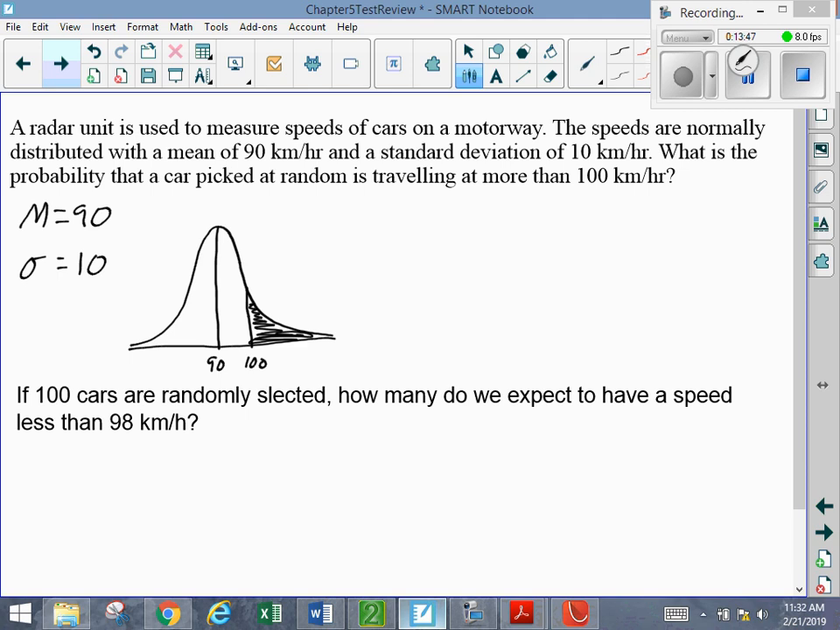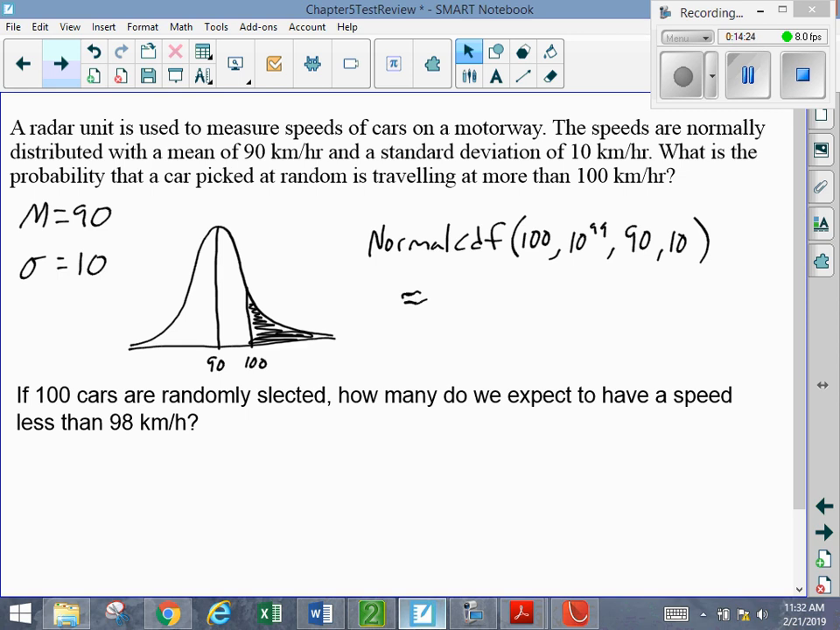So I can find this by putting in my calculator normal CDF, 100, my upper bound. My lower bound, 10 to the 99th. Sorry, lower bound, upper bound. Mean is 90. Standard deviation is 10. Let's put that into our handy dandy calculator. It's an approximate answer. And get the answer. Alright, go into the calculator.